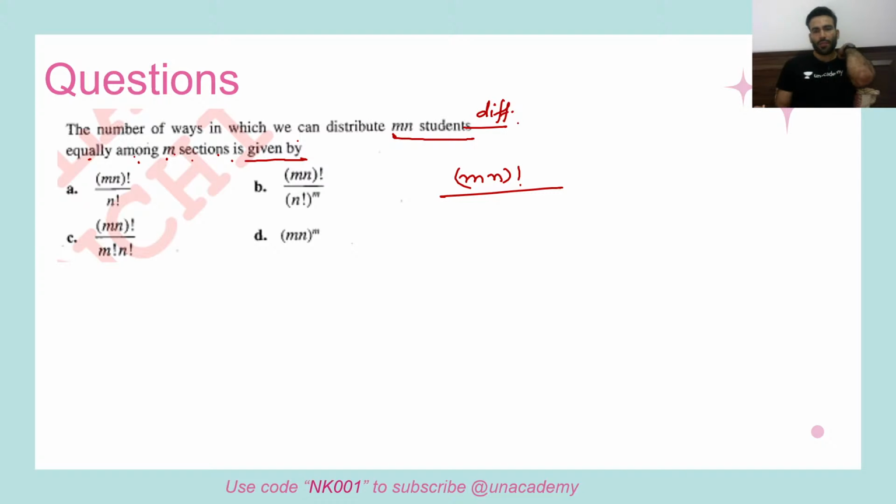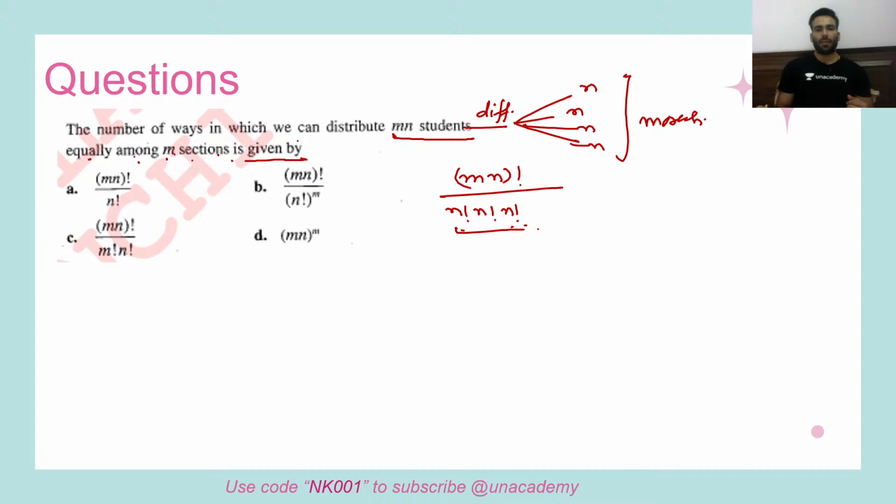So that means in every group, in every section, you have got how many students? n students, right? And how many sections? m sections. So how will you write it? n factorial, n factorial, n factorial, m times, and then you'll have m factorial also. So the answer is mn factorial upon n factorial raised to m, times m factorial.